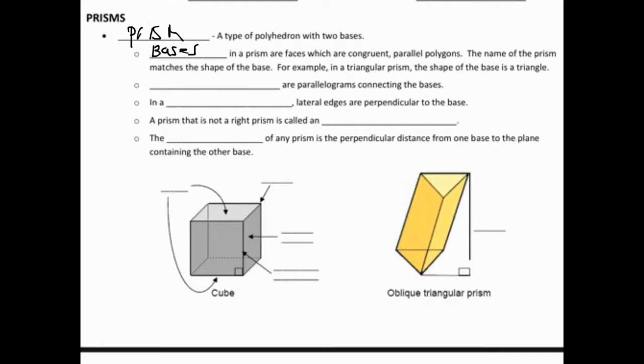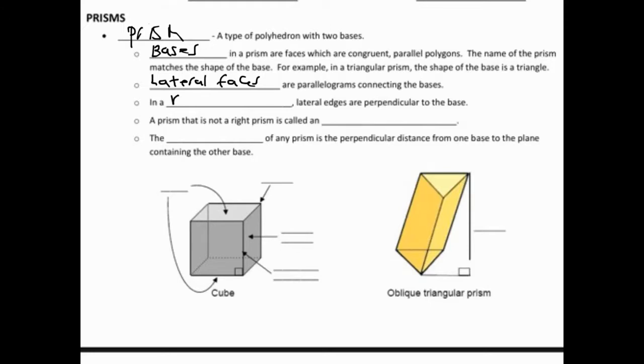The next definition is the lateral faces. The lateral faces of a polyhedron or a prism are parallelograms connecting the bases. So any shapes that come together to connect the bases are going to be known as lateral faces.